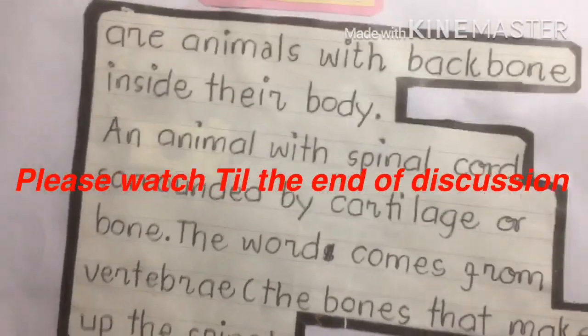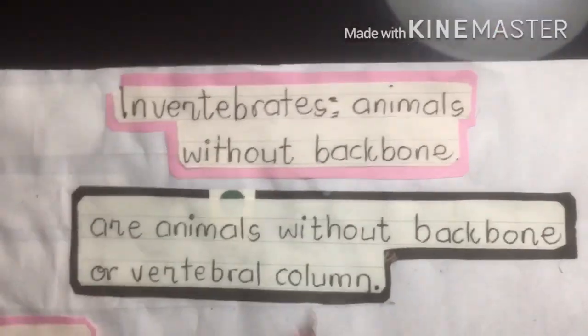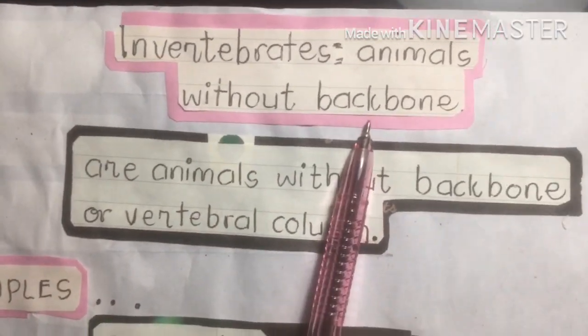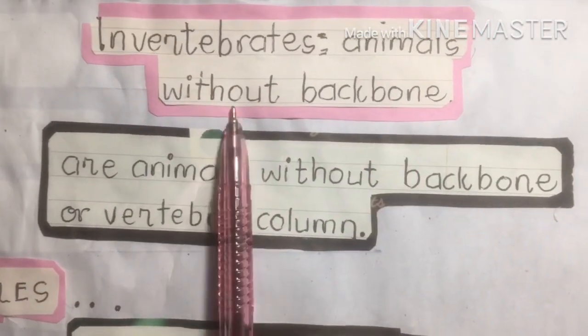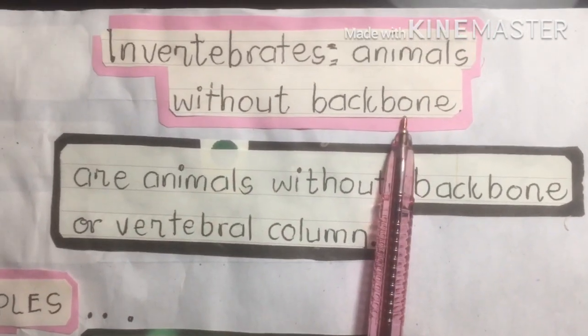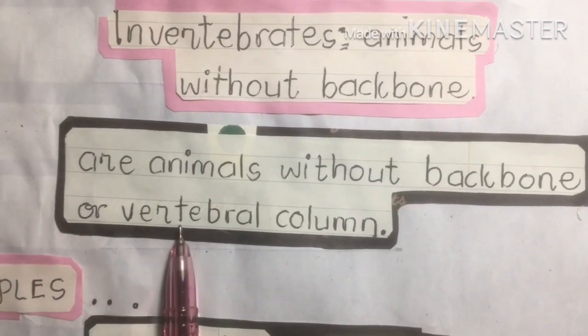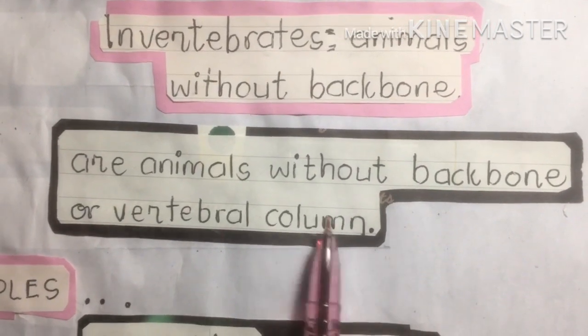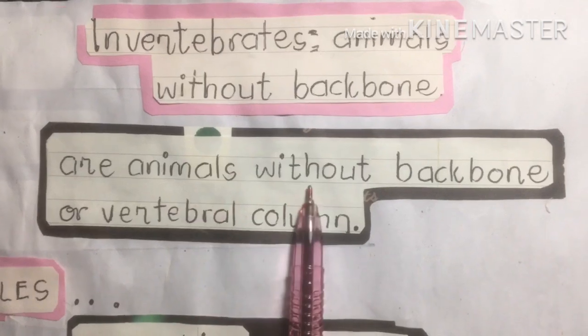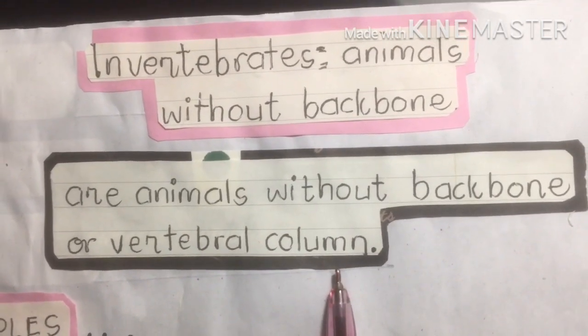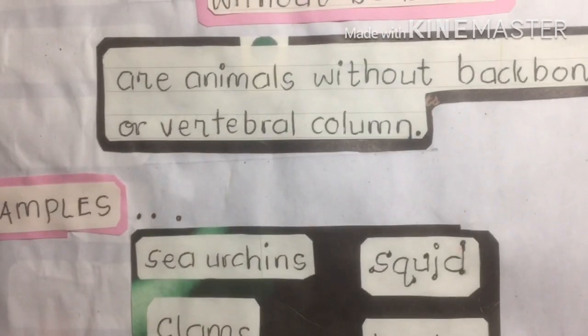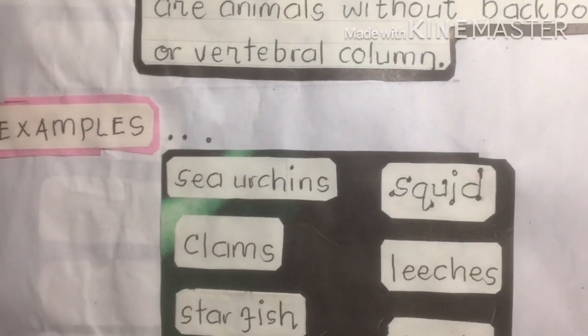Whereas the invertebrates class is animals without a backbone. Okay, this is the keyword. When you say invertebrates, that means animals without a backbone, or without a vertebral column. Again, invertebrates are animals without a backbone or vertebral column. And what are the following examples of invertebrate animals?